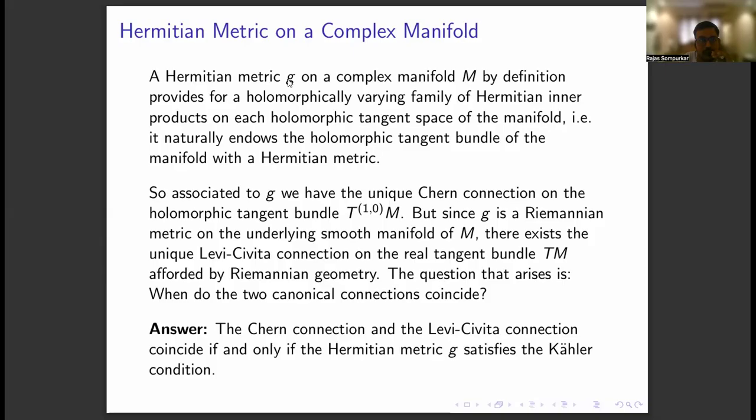But the Hermitian metric, as we had seen, is a Riemannian metric on the underlying smooth manifold, and this Riemannian metric is compatible with the almost complex structure, meaning g(Jx, Jy) equals g(x, y), where J is the almost complex structure. Since this Hermitian metric g is also a Riemannian metric, there will exist a unique Levi-Civita connection on the real tangent bundle, which is afforded by Riemannian geometry. We had also seen that this real tangent bundle can be identified with the holomorphic tangent bundle in this way.